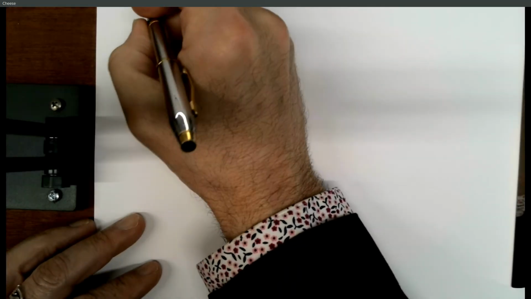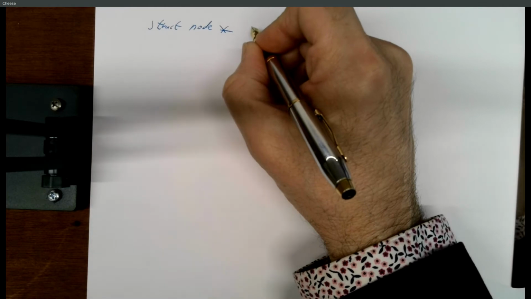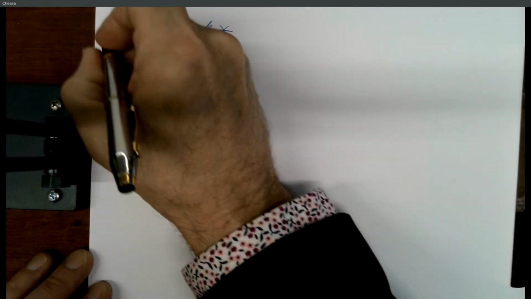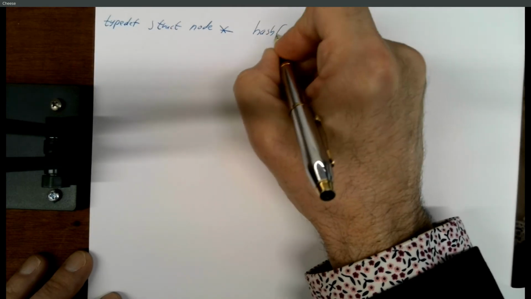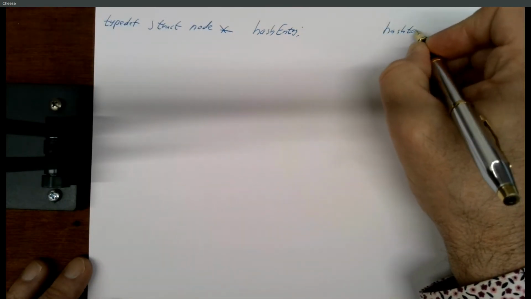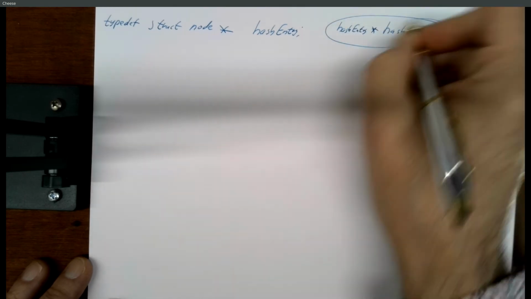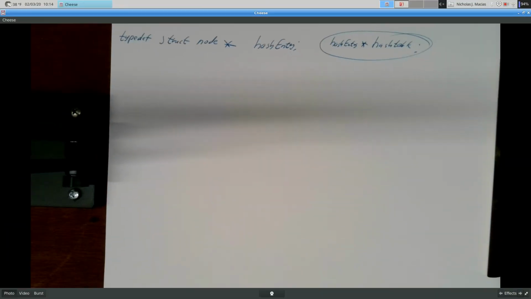So we've still got our struct nodes. A struct node star is a node in our linked list. And since our hash table is an array of sentinel nodes, we can call this struct node star a hash entry. And then your hash table is an array of hash entries.